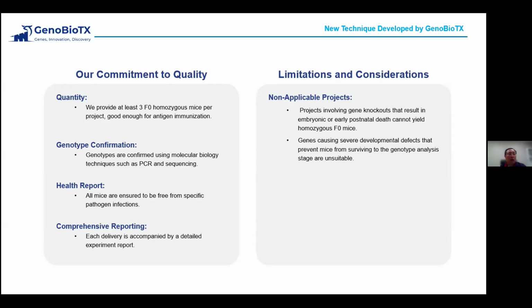But of course, the technology has some limitations. For example, if the knockout of the gene can cause embryonic lethality or some early postnatal deaths, we cannot use this technology to generate homologous F0 mice. Also, if the gene can cause severe developmental defects and prevent the mice from surviving to the genotyping analysis stage, it is still unsuitable.